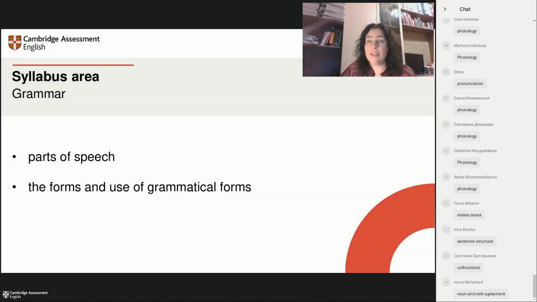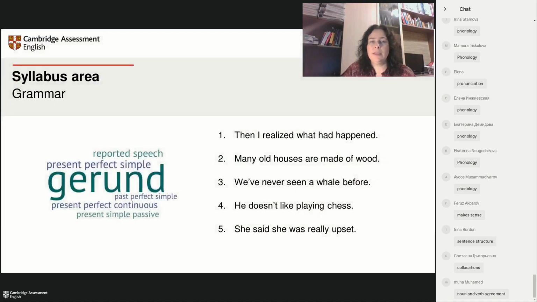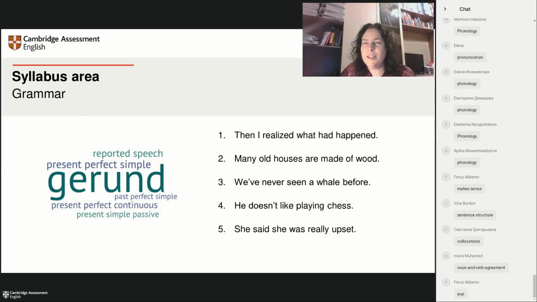In the grammar section of the TKT handbook, you can see they are highlighting only two areas: parts of speech and the forms of grammatical structures. So let's have a look at the speech bubble here. Do you know all the terms? Gerund, reported speech, present perfect continuous, type and pluses if you do.